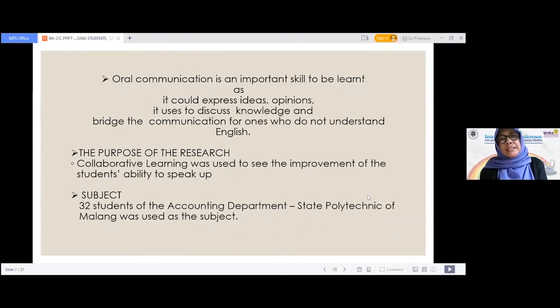Oral communication is an important skill to be learned as it can express ideas and opinions. It is used to discuss knowledge and bridge the communication for those who do not understand English. So the purpose of this research was to see whether collaborative learning could improve the students' ability to speak up. The subjects were 32 students of the accounting department at Polytechnic of Malang.